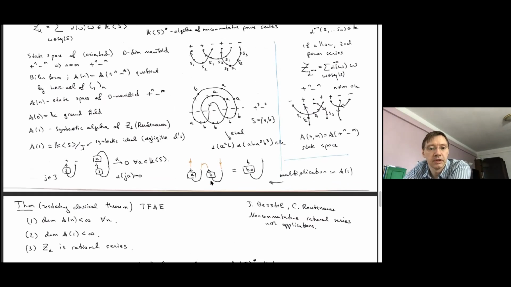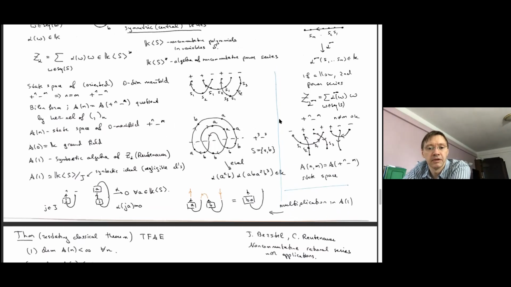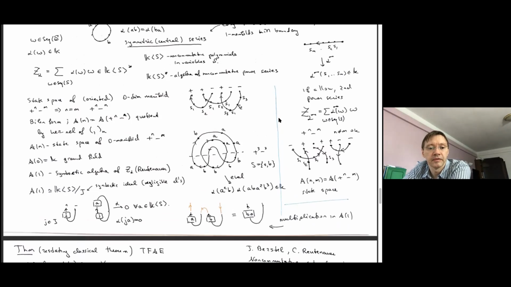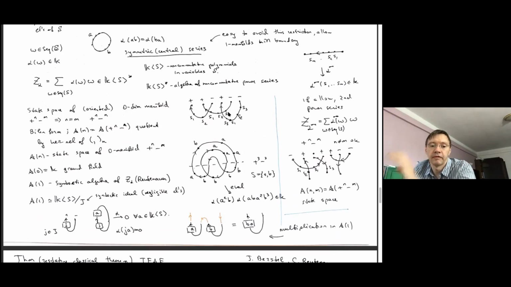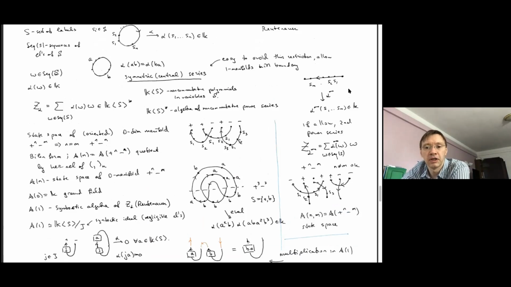And I just want to mention that the series here are sort of anything goes, because they're non-commutative series in non-commutative variables. But here they are symmetric, so they're invariant under this rotation. But if you want, you can easily modify this to any series. Instead of circles, you allow one-manifolds with boundaries.